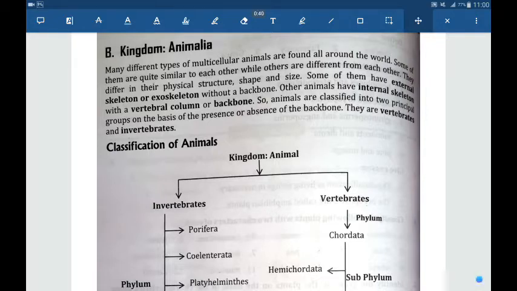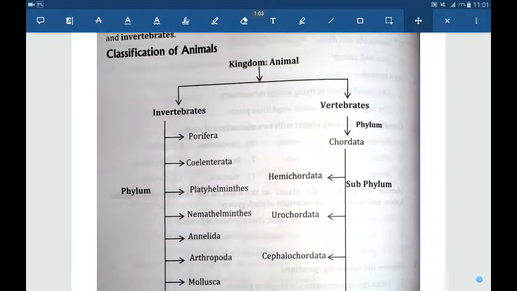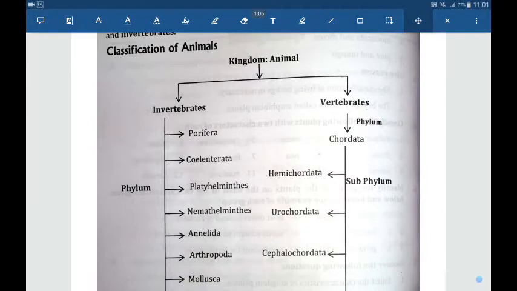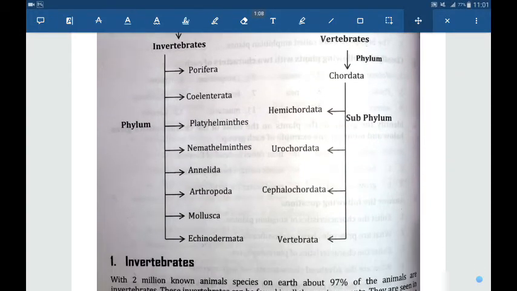Dear students, what are we discussing? We are discussing classification of organisms. We have completed the plant kingdom last time, and in today's class, what are we going to discuss? First of all, we will discuss something about Animalia. Then one chart will be discussed.